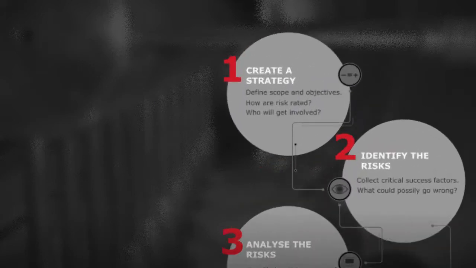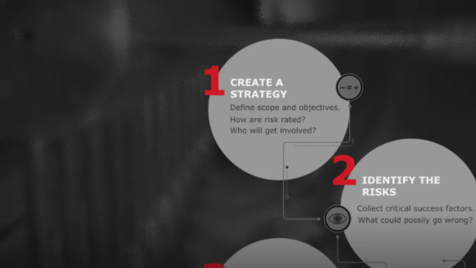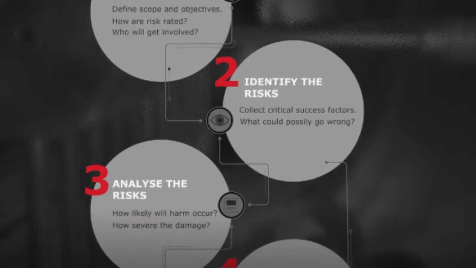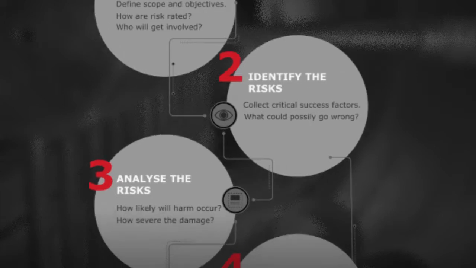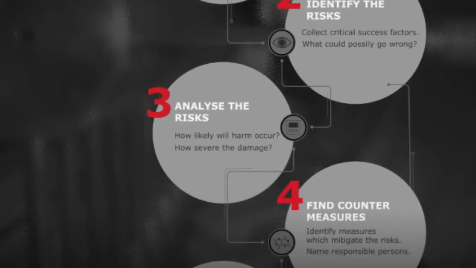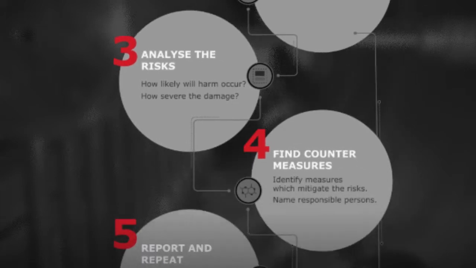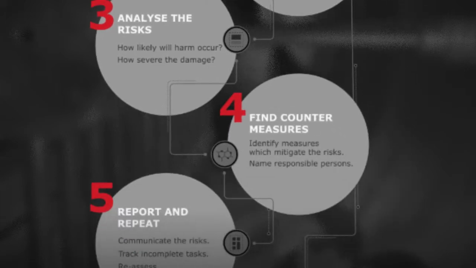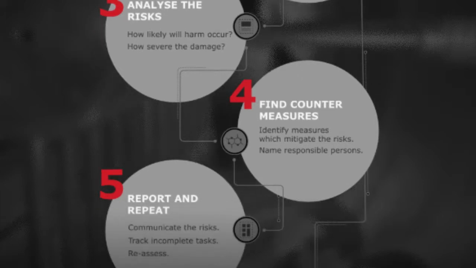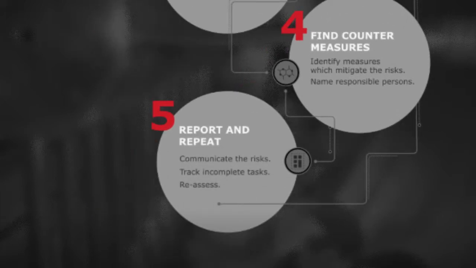The 5 steps for the risk management life cycle are: first, we create a strategy, defining in which area we want to collect the risks, and how we want to deal with them. Secondly, we identify risks, by answering the question, what could possibly go wrong? In our third step, we analyze what we collected, and rate how critical the risks are. Next, we find countermeasures for the most pressing risks. Lastly, we communicate the remaining risks. And we plan to repeat the procedure.